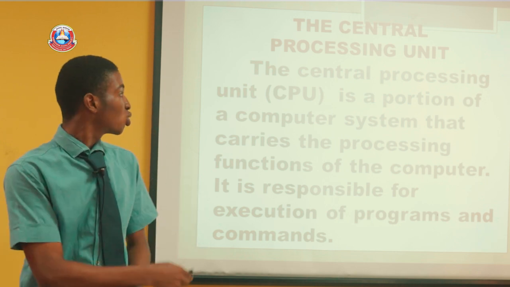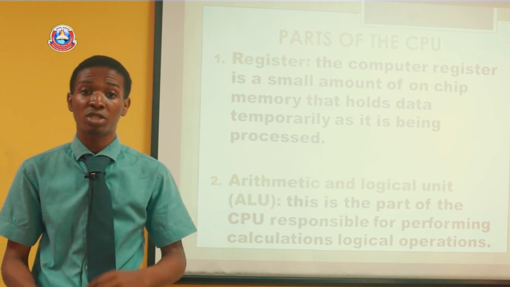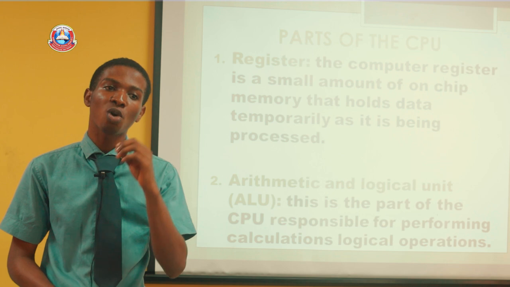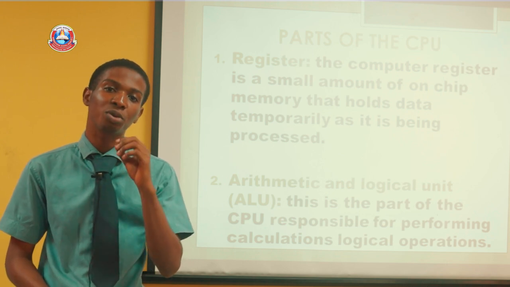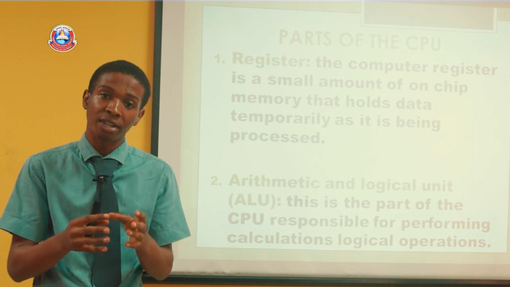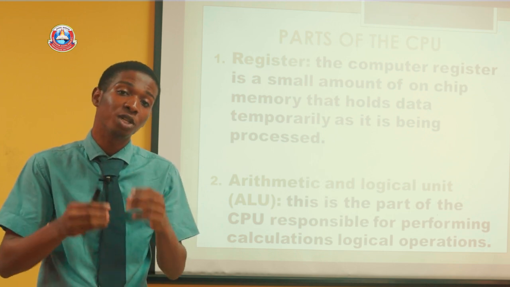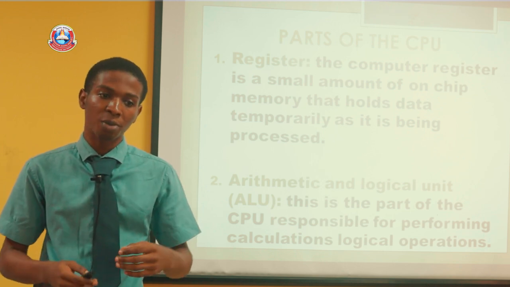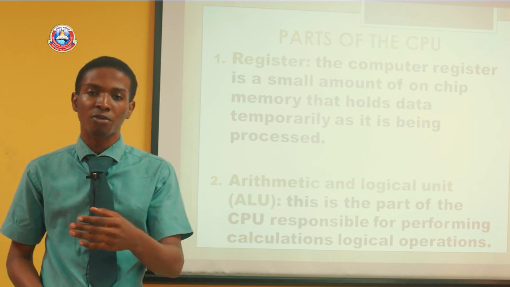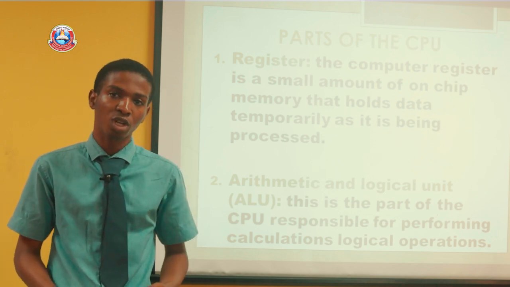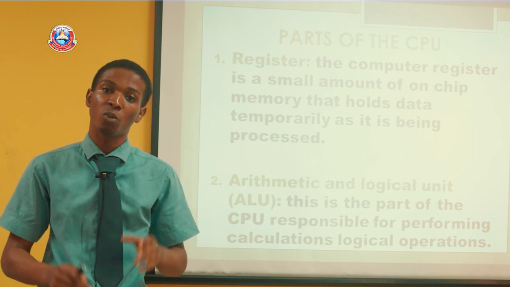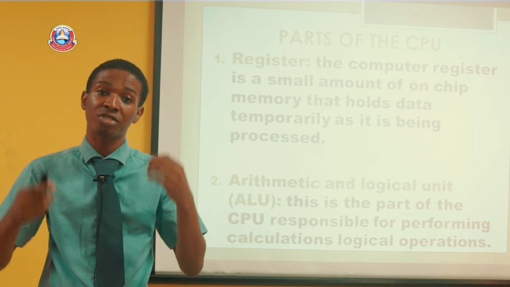So we have three major parts of the central processing unit. The first is the register. So the register is a small amount of chip memory that is found on the CPU. What the register does is that it stores the data and parts of the program as it's being processed. If you run a computer program, as the CPU is processing it, it needs somewhere to store the data. Similar to if I say differentiate this equation, you are going to need a piece of paper to do your rough work. That is the function of the register, where the computer can do its rough work as it's executing a program.